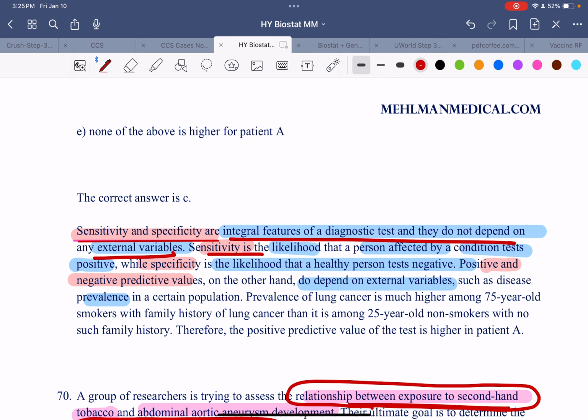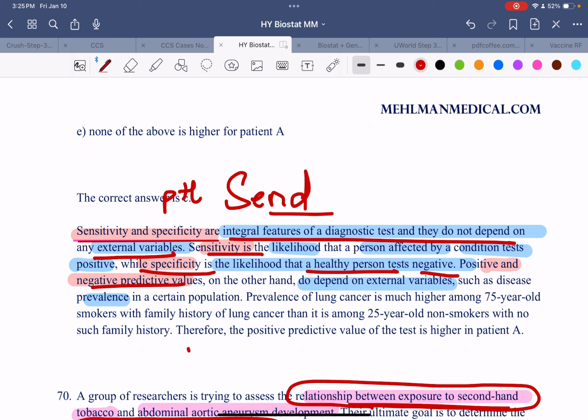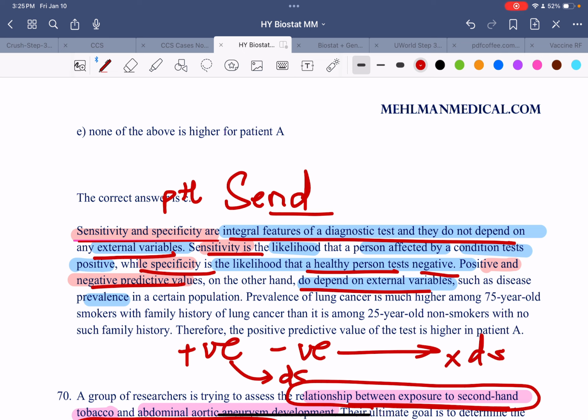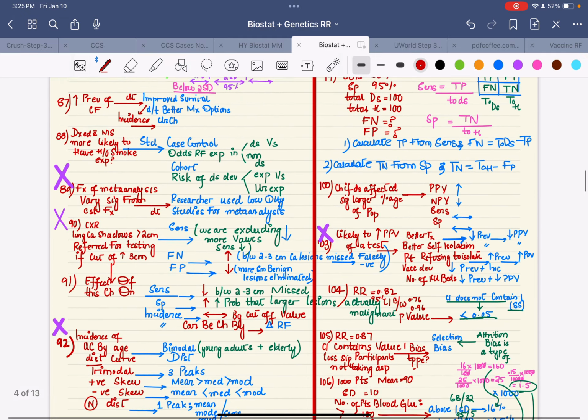And sensitivity is how likely a person affected by a condition tests positive. The person already has the disease. Remember the mnemonic SEND? The person already has the disease. How likely is it that he will actually test positive? Whereas specificity, remember the mnemonic PH? The person is already healthy, and what are the chances that he will test negative? This is specificity. Whereas positive and negative predictive values basically mean that the person tested positive and the person tested negative, how likely it is that the positive person has the disease and the negative person doesn't have the disease. And this depends on external variables such as prevalence, and I told you that PPV is directly proportional to prevalence, whereas NPV is inversely proportional to prevalence.